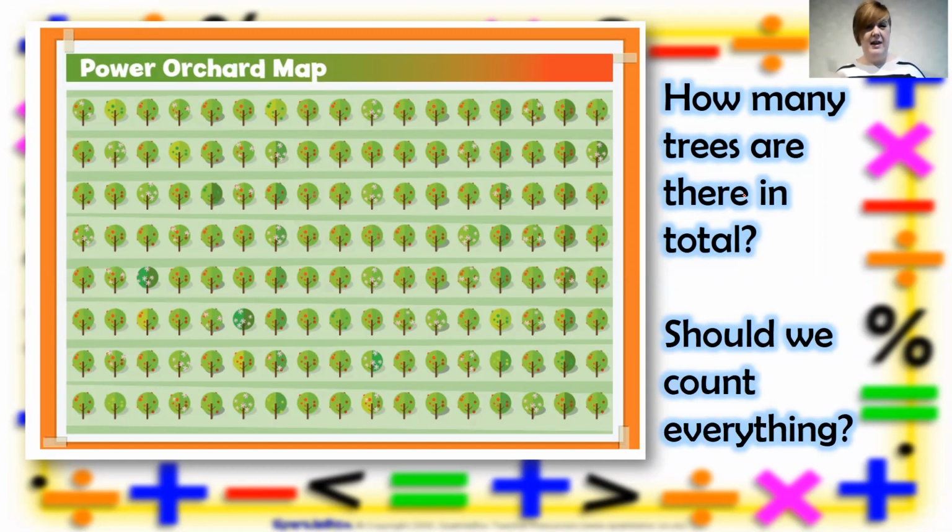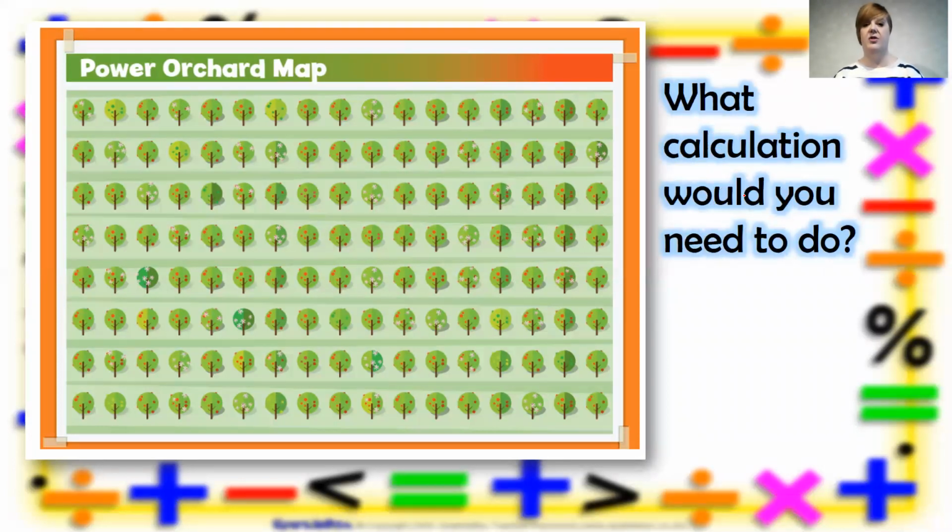But we know as mathematicians, we're always trying to find the most efficient way of doing things. So should we count everything? I don't think so. I think we can use this just as we would do an array. So the first thing I want you to think about is, what calculation would you need to do? Just have a minute and pause there to have a chat with someone. What would you need to do?